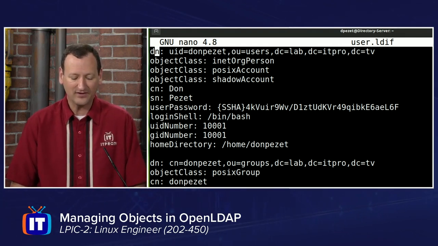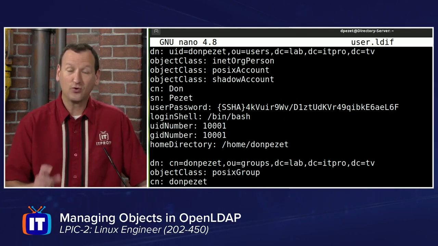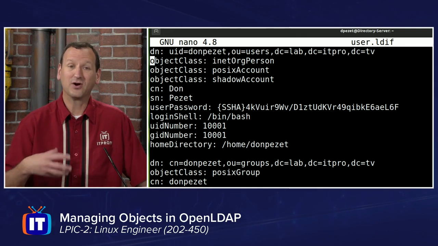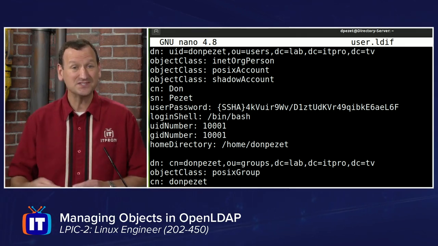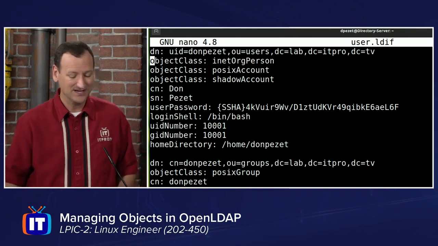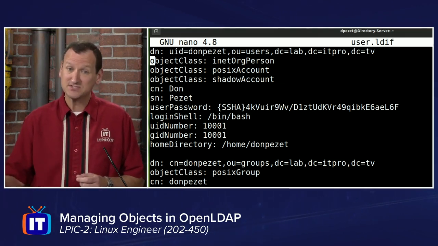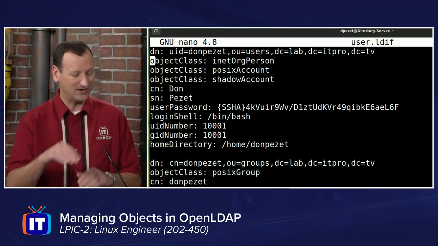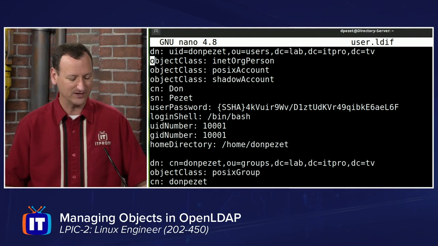But beyond that, we have a lot more. I have an object class. This one is inetOrgPerson. That means I'm part of an organization. And then posixAccount, which I'm going to use for doing Unix logins. And then shadowAccount. I'm going to have a password, and it needs to be stored in Linux's shadow file. So I have to designate three different object classes. These are like templates that are brought in for my user.